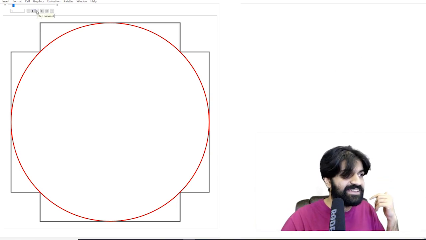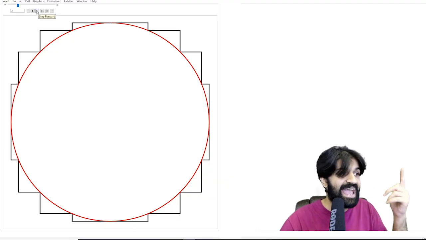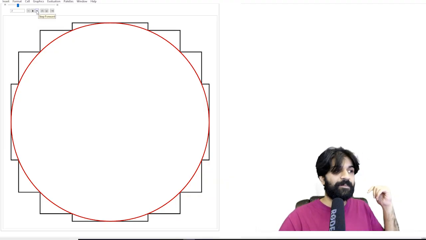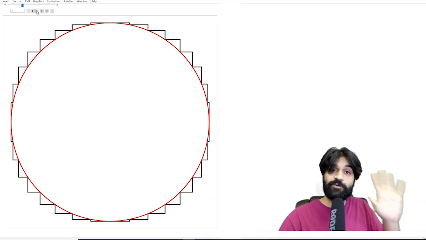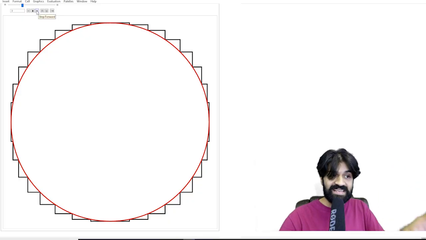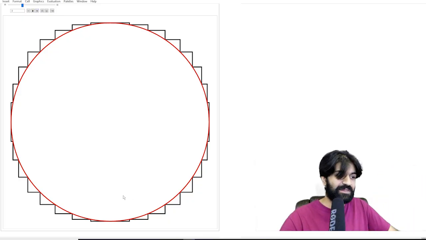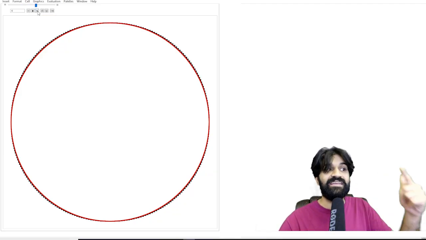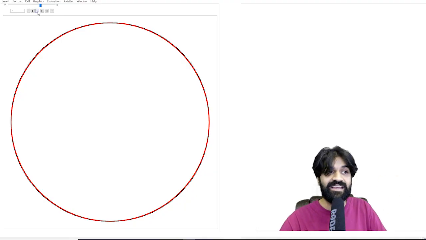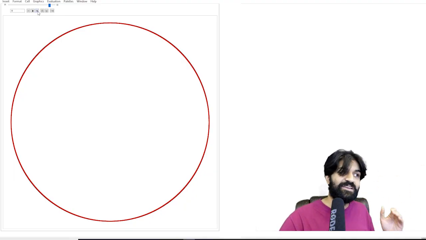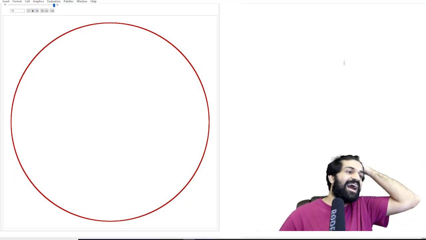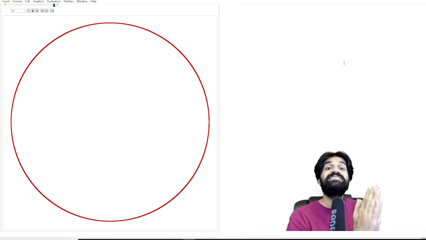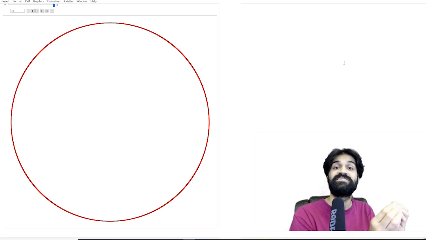But let me just make it touch the circle at 8 more points. What about 16 more points? And remember, every single step I take does not change the perimeter of the shape. This shape I've constructed here, the black one, still has a perimeter of 4. So let's just do it again, and again, and again. And before you know it, to the naked eye, this shape becomes indistinguishable from a circle.